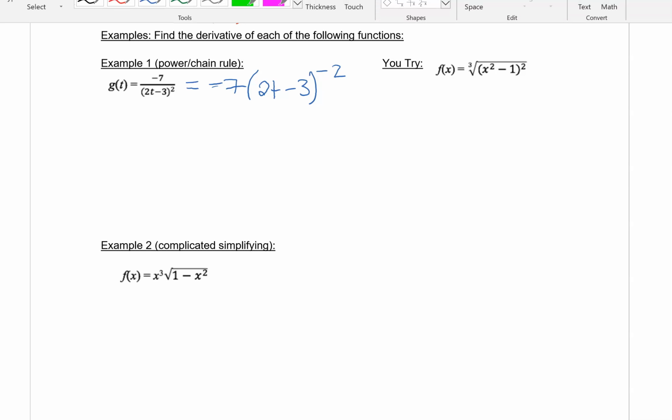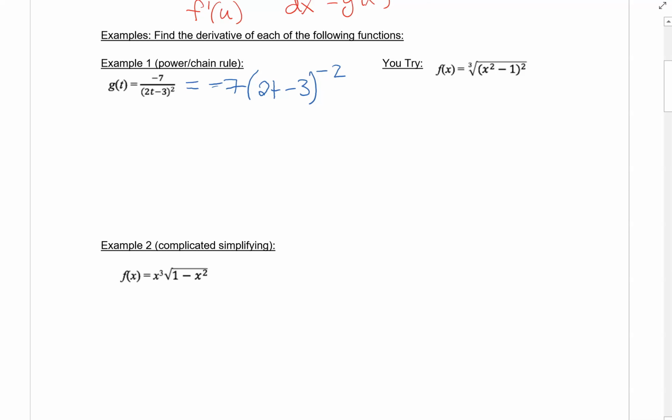So why is the chain rule required here? It's because the thing being raised to a power is something other than plain t. It's a full-on function of t. So we think of that as our u mentioned earlier, our inside function is 2t minus 3, and so we will need to multiply our overall derivative by the derivative of that inside function, which is 2.